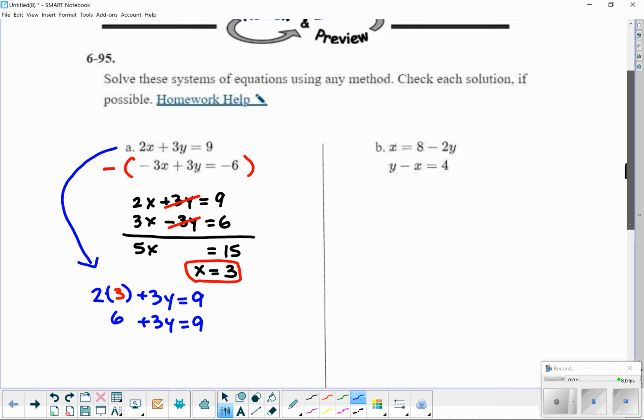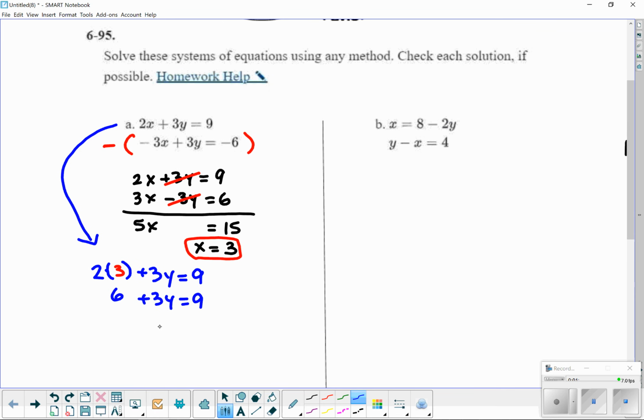Keep working on that. Subtract 6 from both sides. 3y equals, and 9 minus 6 is 3. Divided by 3, you get y equals 1. And that is your x and y value.